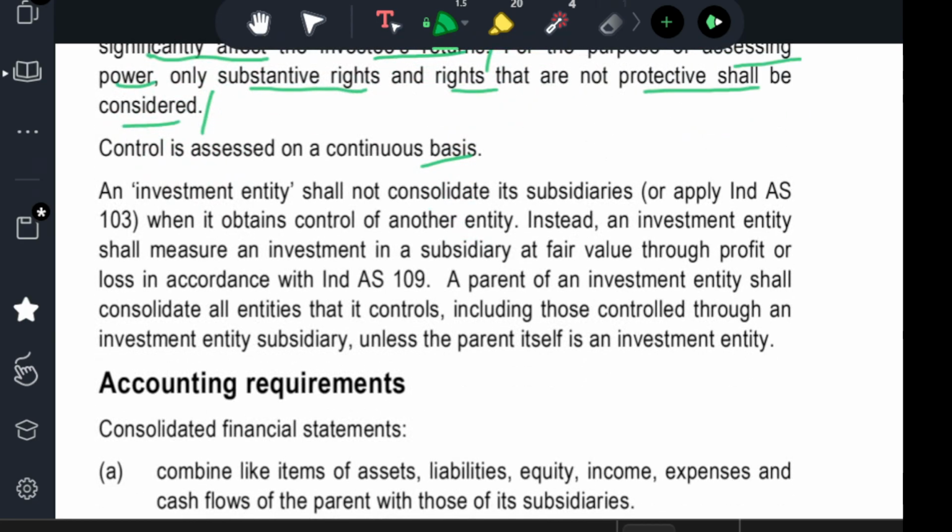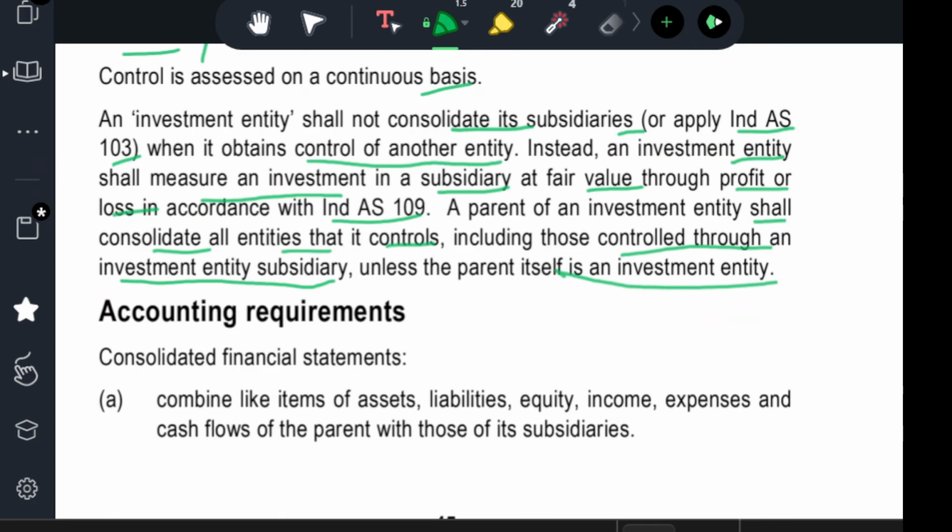An investment entity shall not consolidate its subsidiaries or apply Ind AS 103 when it obtains control of another entity. Instead, the investment entity shall measure its investment in a subsidiary at fair value through profit or loss in accordance with Ind AS 109. The parent of the investment entity shall consolidate all the entities it controls, including those controlled through an investment entity subsidiary, unless the parent itself is an investment entity. So the investment entity cannot consolidate its subsidiaries, but the parent entity, through the investment entity, can take control unless the parent company is itself an investment entity.